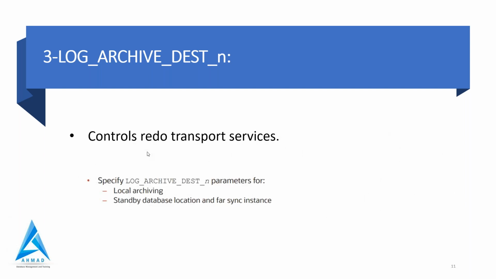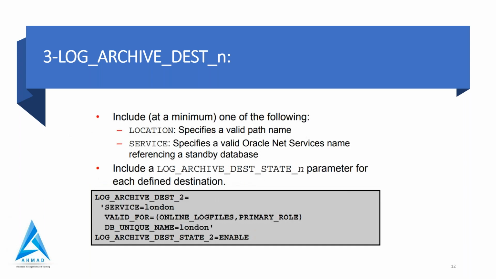And also, as I said, it will specify for local archiving and standby database archiving and for sync instance. And you can include attributes like location, service. So service basically gives the net service name for referencing the standby. So here log archive dest 2 service equals London. So London is the service name as well as the unique name of the standby. So you can see the syntax is like that.